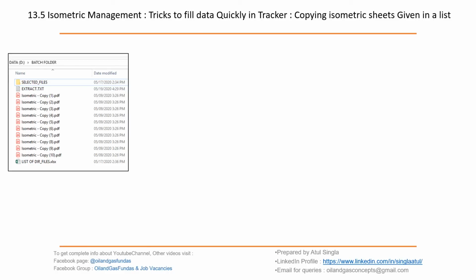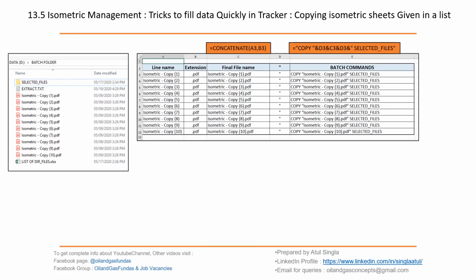Now again, this is a very good trick to fill the data quickly in a tracker. We are copying the isometric sheets given in a list. Suppose you have a list of 10 isometrics in an Excel file, which you want to copy from a folder where thousands of files are kept; then this command is very useful. Suppose out of these thousands of files you want to copy 3 files into this folder. How can we do it quickly?